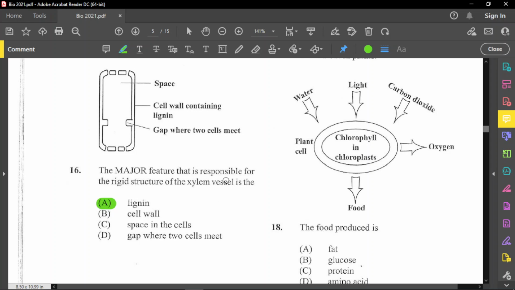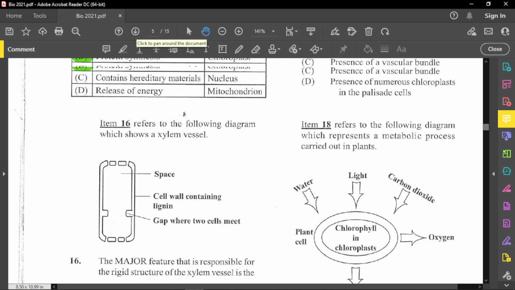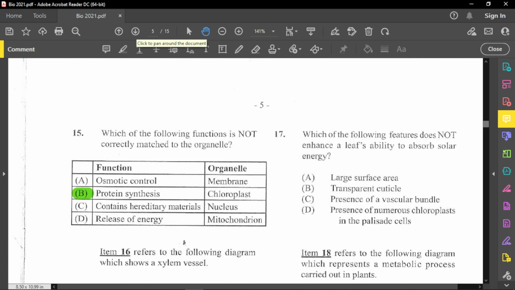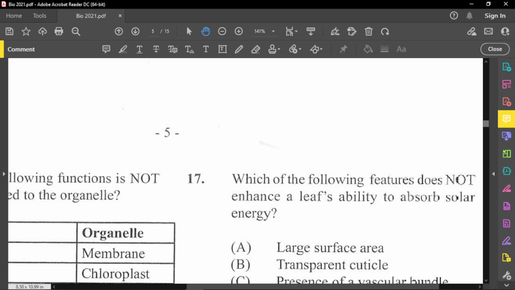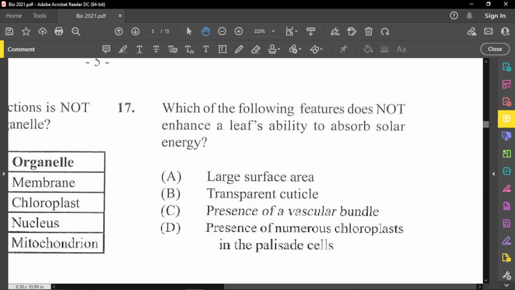Okay? All right, let's go to question number 17, which is on top of the paper. Yeah, it's on top here. All right, so let me just zoom in a little bit so you can see better. All right, so for question number 17, it states which of the following features does not enhance a leaf's ability to absorb solar energy? Does not.